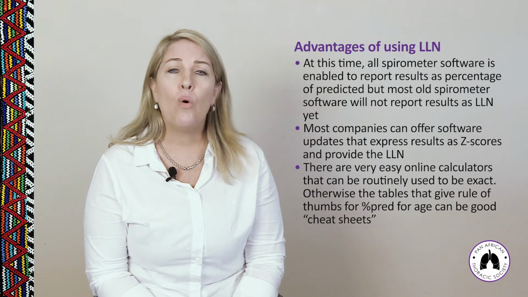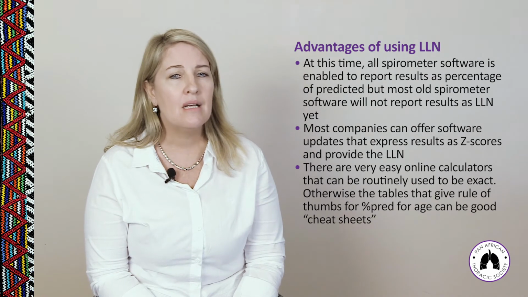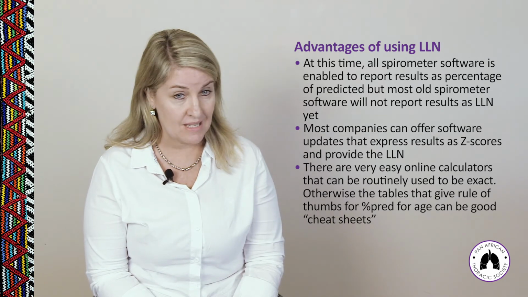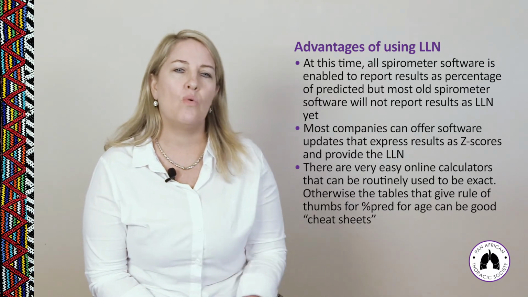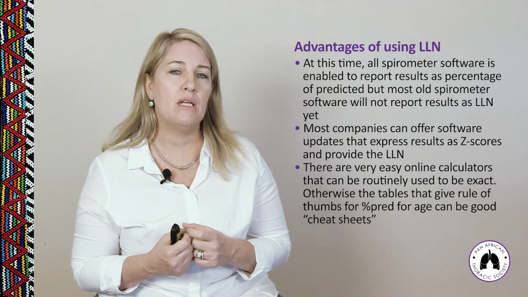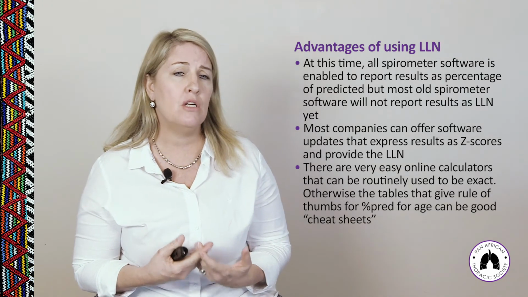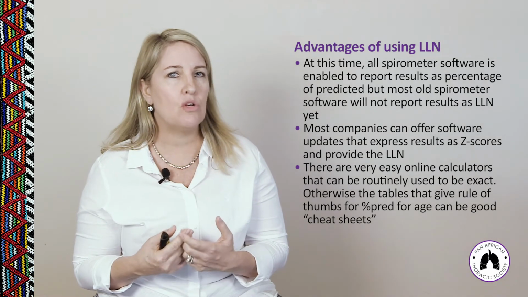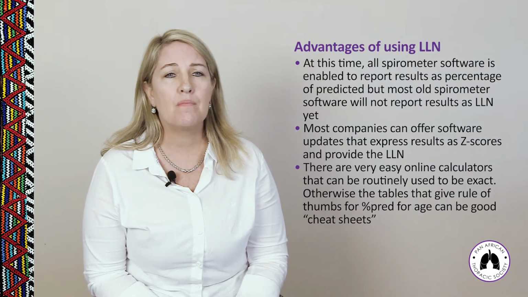At this time, all spirometer software is enabled to report results as percentage of predicted, but not all spirometer software will report results as lower level of normal yet. So only the new software offers results as Z-scores. So in this course, we are going to address the interpretation of spirometry in both ways. We're going to look at it using the older method for interpretation, being percentage of predicted, but always know that the best way to interpret your spirometry results is using lower level of normal and Z-scores.